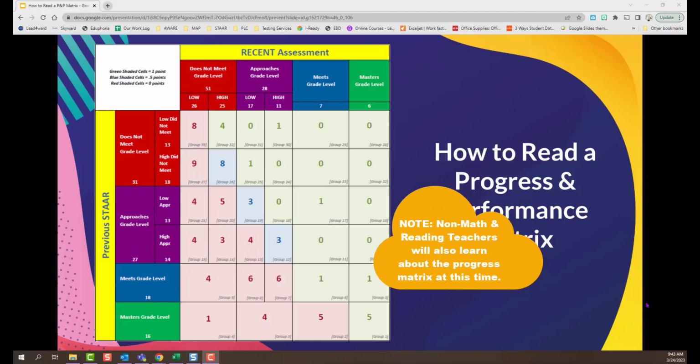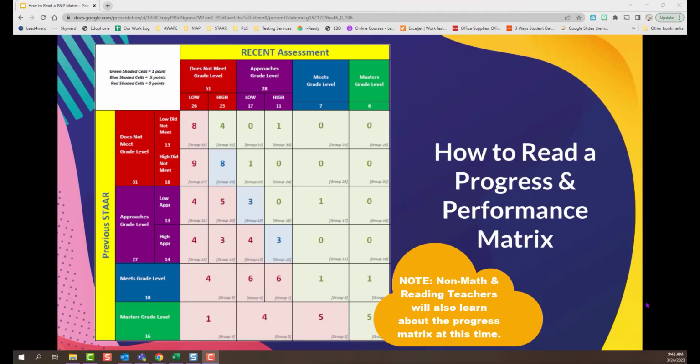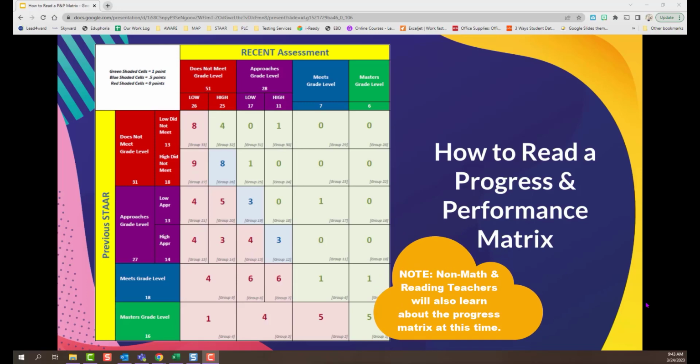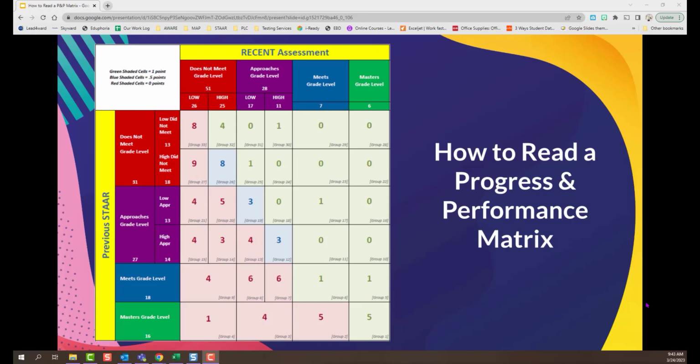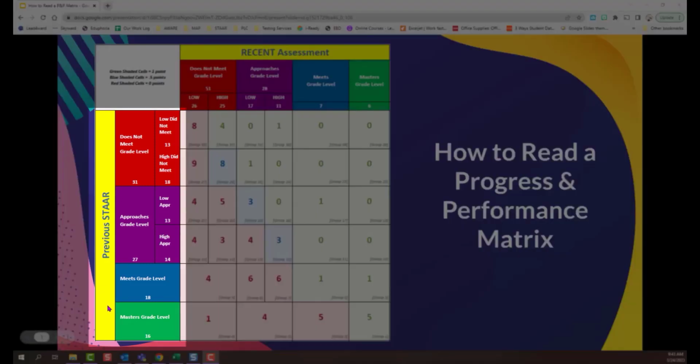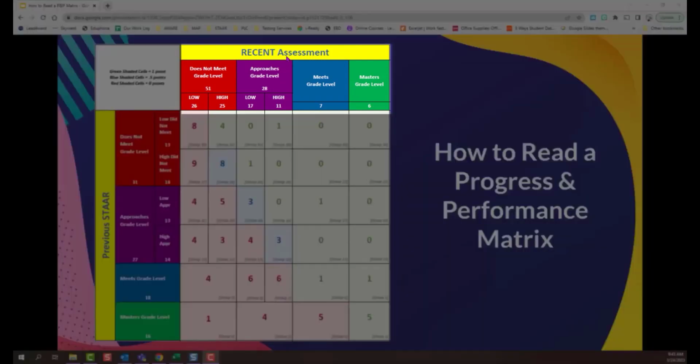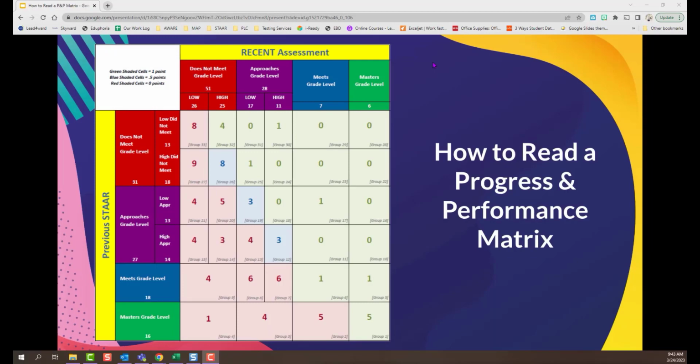Hi everyone, we are going to talk about how to read a progress and performance matrix. I've got one displayed on your screen for you. It's just a generic one so you can see what it looks like if you've never seen one before. I want you to notice on the left side, it is comparing your previous STAR test to a recent assessment, whatever assessment you've decided to pull data for.